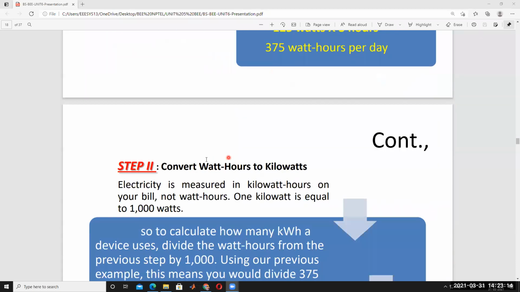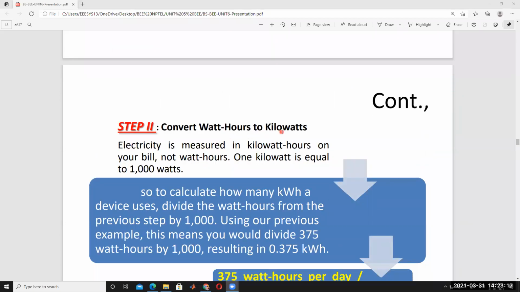After that, convert watt hours into kilowatt hours, because energy is billed in the form of kilowatt hours. Electricity is measured in kilowatt hours on your bill. Your electricity bill is in the form of kilowatt hours. That's why we convert watt hours into kilowatt hours. 1 kilowatt hour is equal to 1000 watt hours.